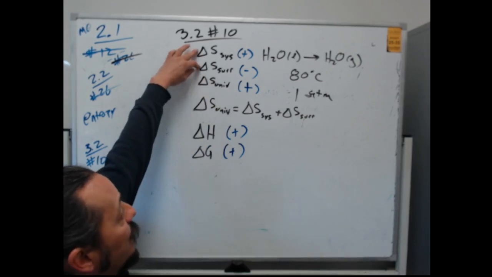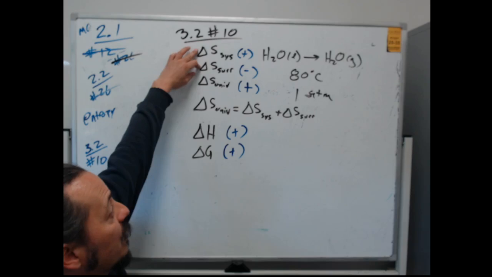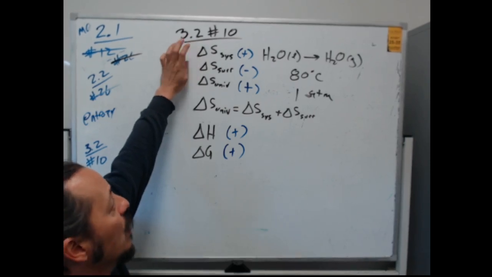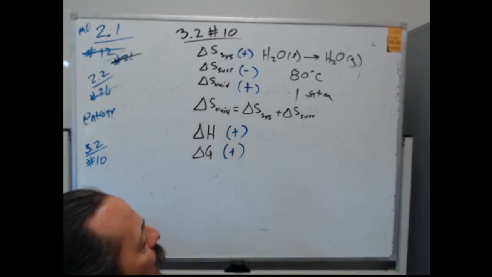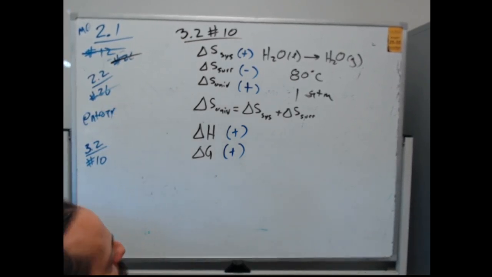Delta S surrounding has to be opposite of the delta S of system, so that's the way you get that. But the delta S of system has to be more than the surrounding for the universe for it to be even possible. Your follow-up question is, how can I tell that it's spontaneous or non-spontaneous?